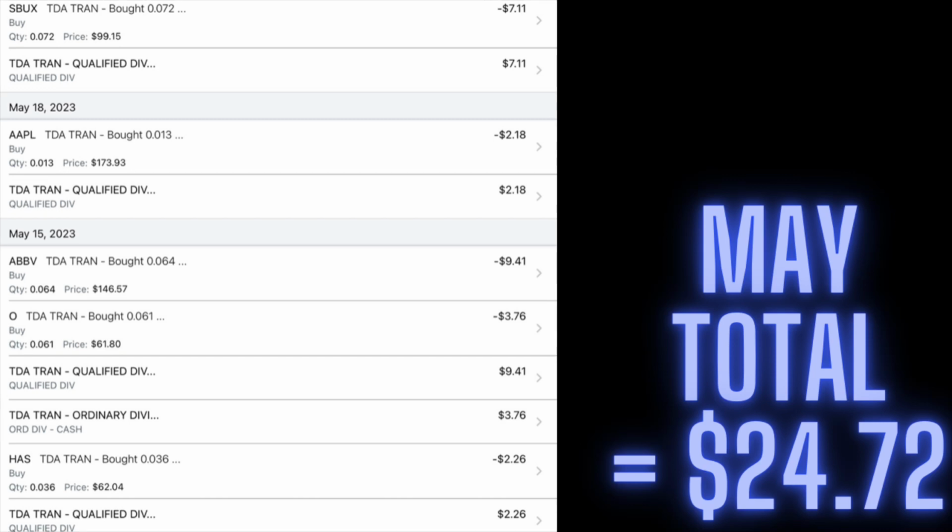Now obviously, as I've been trying to make the portfolio higher quality, the month that a company pays out does not dictate whether I'm buying it or selling. To start the month of May, I got $2.26 from a very small position that I've held for a while now, which is Hasbro.